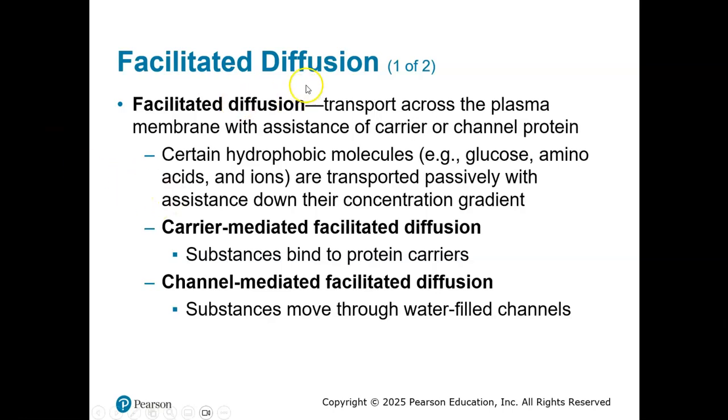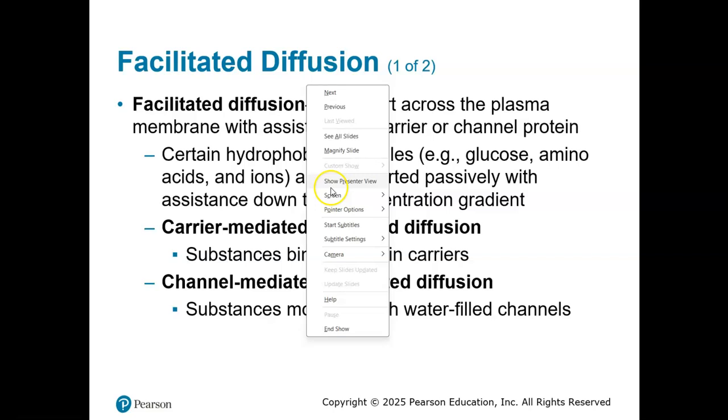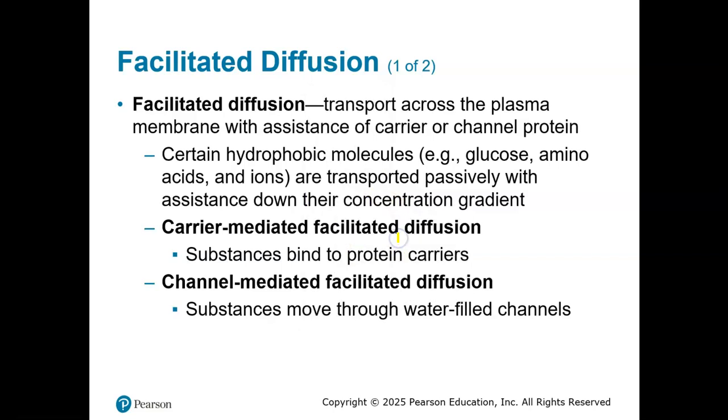So molecules that can't move through the phospholipid bilayer can still move into or out of the cell with diffusion, but they have to have a carrier protein. So we call it facilitated diffusion because a carrier protein is helping out. So facilitated diffusion is transport across the plasma membrane with the assistance of a carrier or channel protein. And it is passive, so no energy is required.